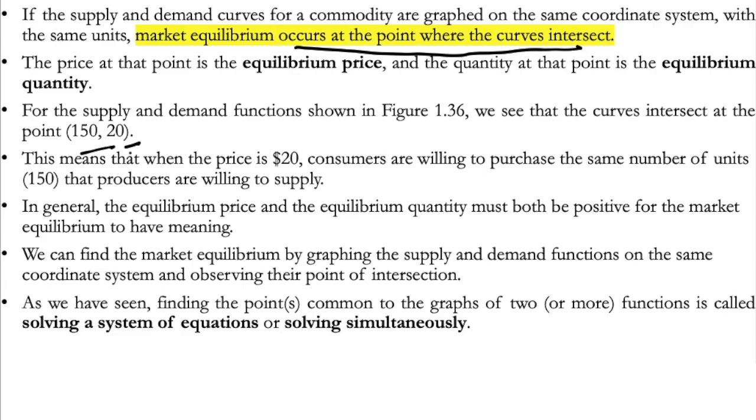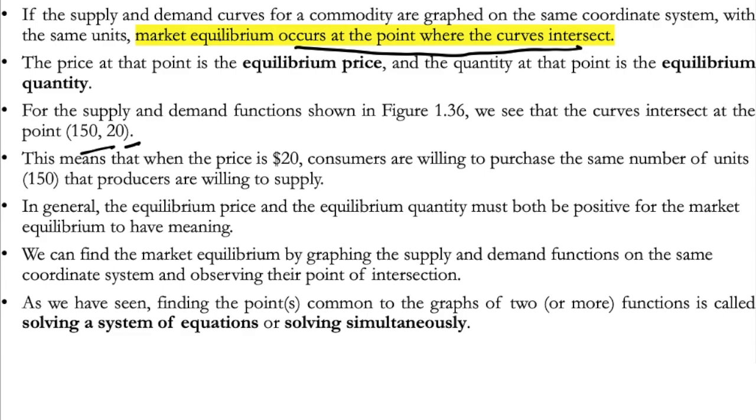But when you get results equivalent to minus, then you have to check your calculus. Yeah, so that's what it says just now. This means that when the price is 20, consumers are willing to purchase the same number of units, 150, that producers are willing to supply. So producers also will supply 150 at the price of 20. In general, if you want to get an equilibrium market, you must get a positive price and also a positive quantity amount.